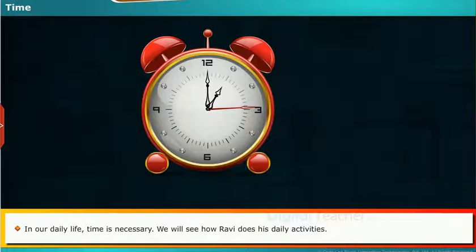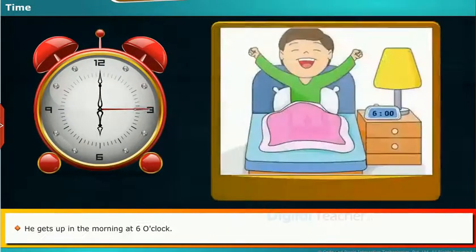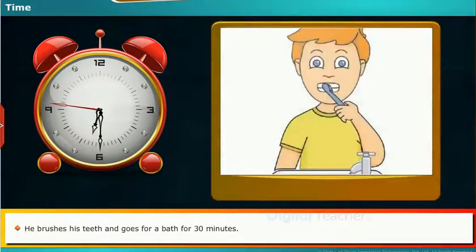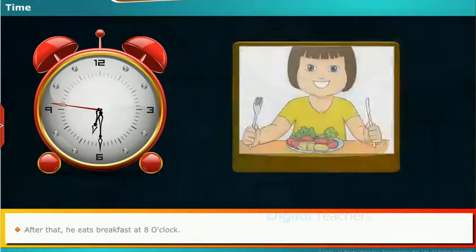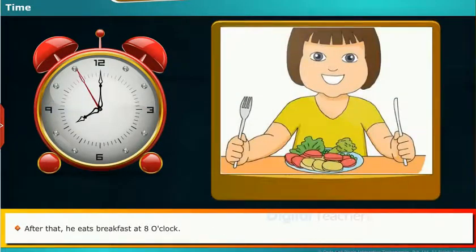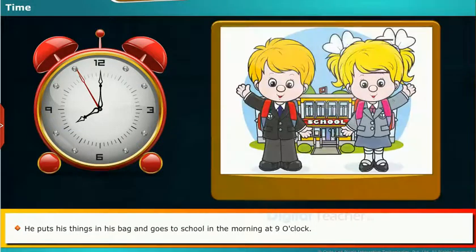We will see how Ravi does his daily activities. He gets up in the morning at 6 o'clock. He brushes his teeth and goes for a bath for 30 minutes. After that, he eats breakfast at 8 o'clock. He puts his things in his bag and goes to school in the morning at 9 o'clock.